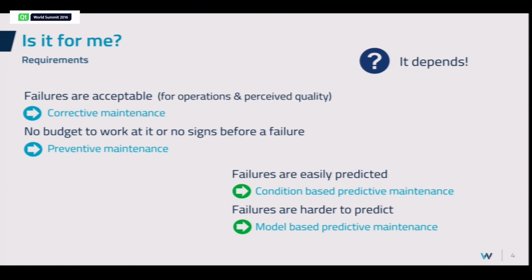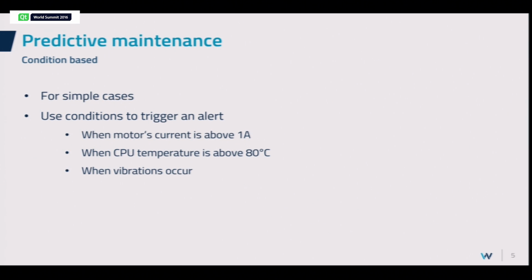Now, the condition-based is okay only if it's easy for you to detect a failure. Like, if you have a temperature, then it's very easy, if you know that you have a specific threshold, and above that you have a problem. For other cases, we'll go for model-based predictive maintenance. So a bit of details, and after we dig into the implementation and how we recommend doing it. So condition-based, simple case, and it's just a trigger.